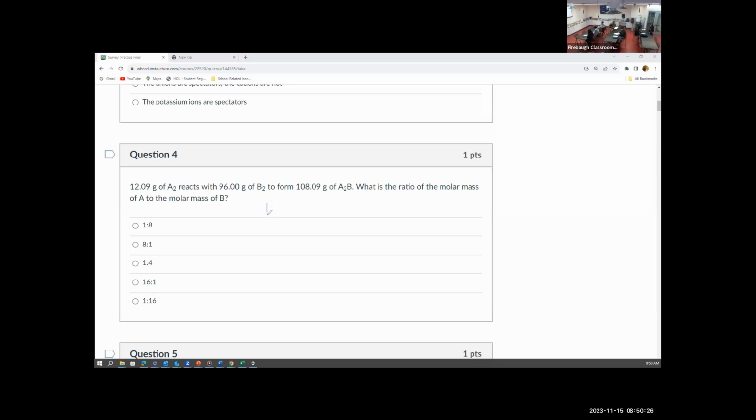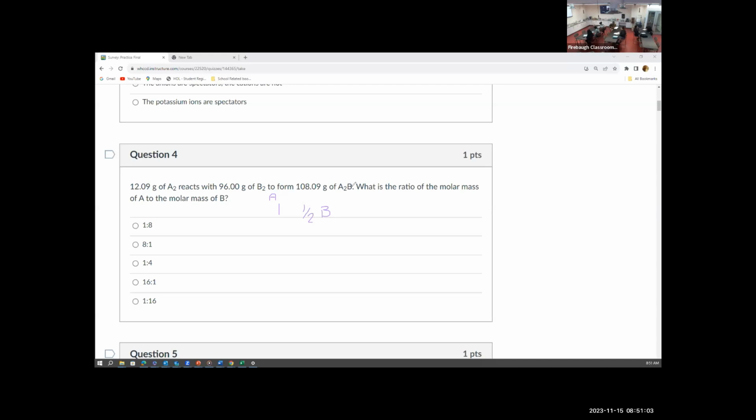Okay, so for every 1 A, we're going to need mass. So for every 1 A, we're going to use half of B. Okay, so the mole to mole ratio has to be half, right? And then also like here, we know that for every 2 A's, we only use 1 B, right?